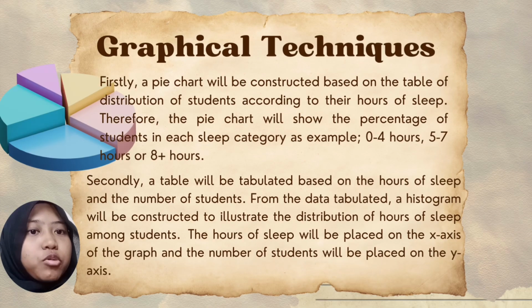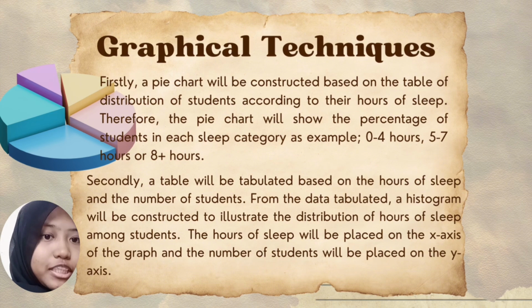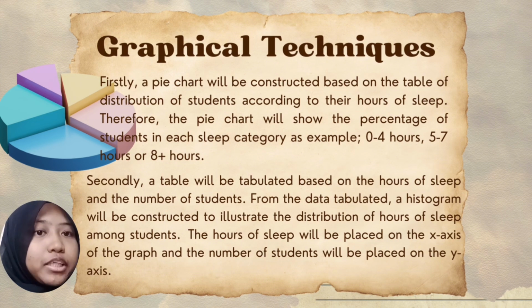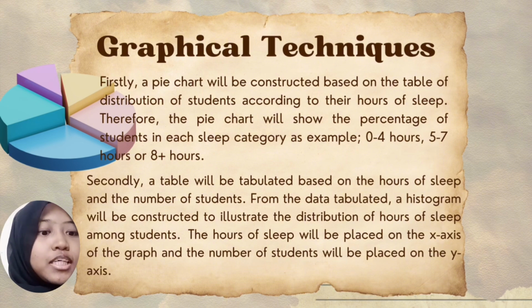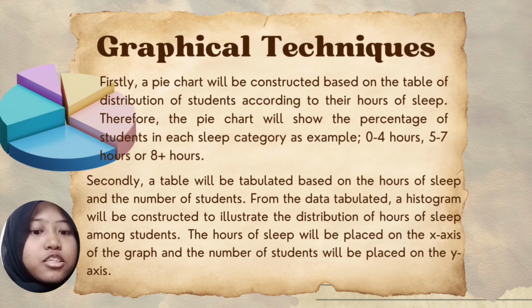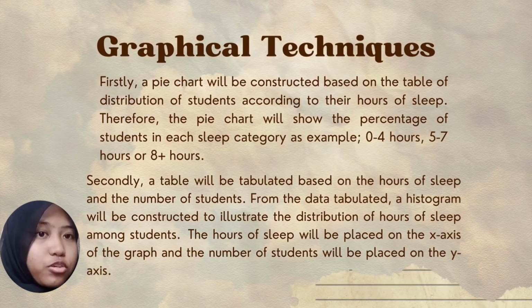Okay, so now I am going to explain about the graphical description. So, a pie chart was constructed based on the table distribution of students according to their hours of sleep. The pie chart will show the percentage of students in each sleep category. A table will then be tabulated based on the hours of sleep and the number of students. Then a histogram will be constructed to illustrate the distribution of hours of sleep.